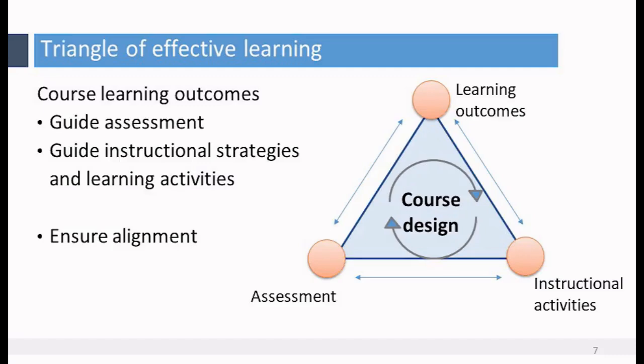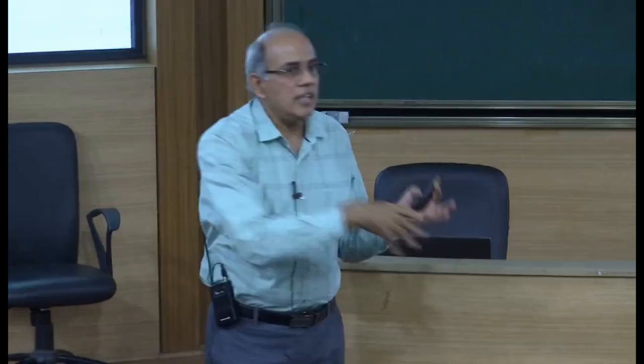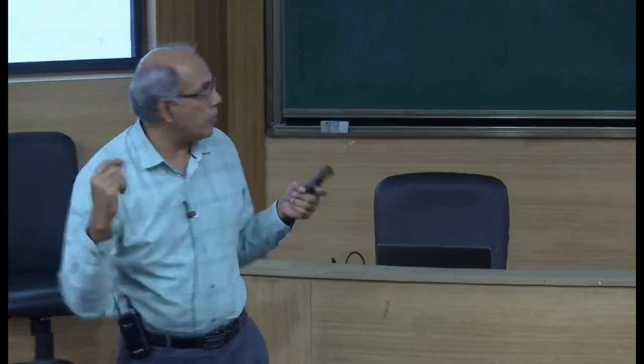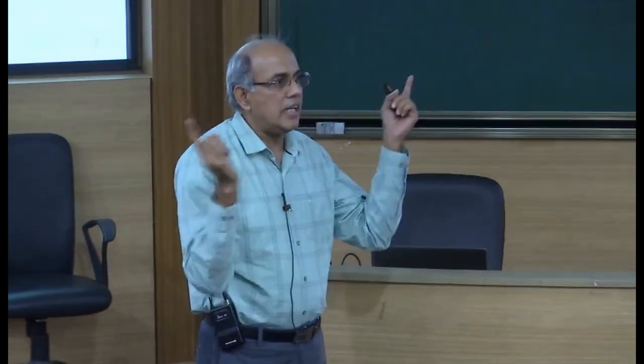The triangle of effective learning basically connects these 3 components of our instruction. One is the learning outcome. We'll get into details of each of these in a moment. One is what we want them to learn. Second is, are they learning it? And third is, is my strategy of teaching suitable for them to learn it? So these are the 3 things that we are trying to connect up.